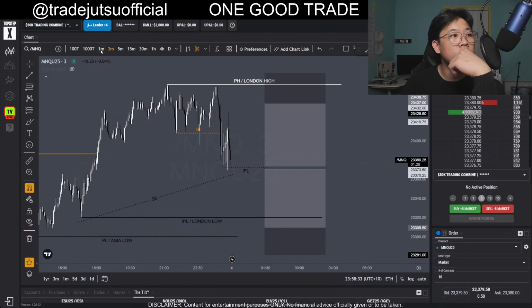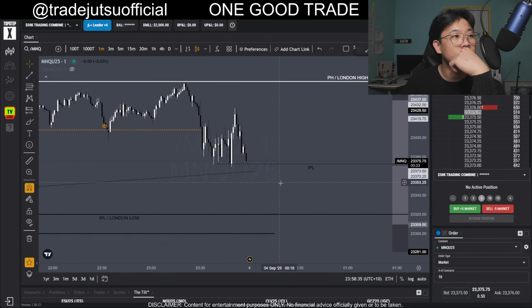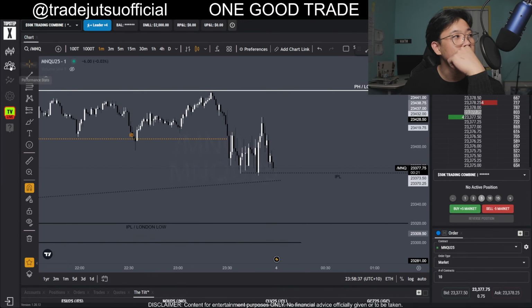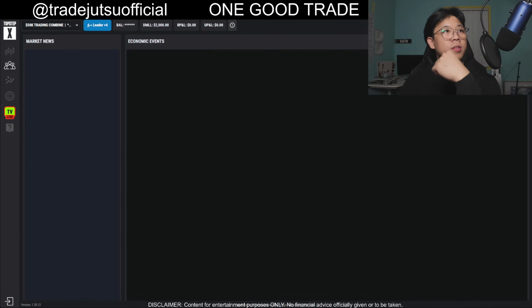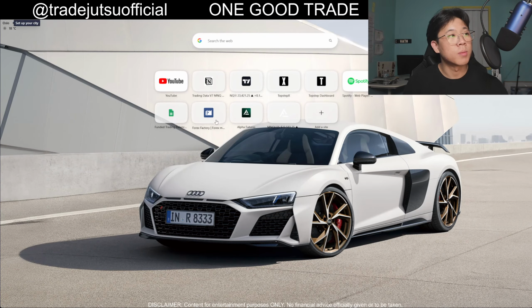This is some choppy price action, chat. Holy moly. Is there some news going on or something? Let's actually have a look. There might be some news, that's why it's so choppy.